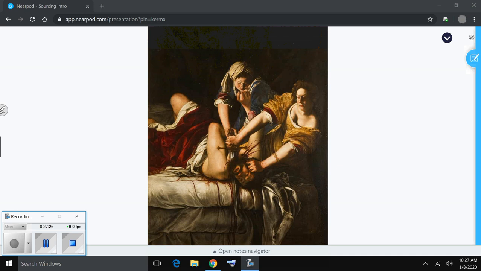So the first one dehumanizes the head, right? So that we have more empathy for Judith or the king? Judith, so you see more reason for her. So more reason for her to do what she did.